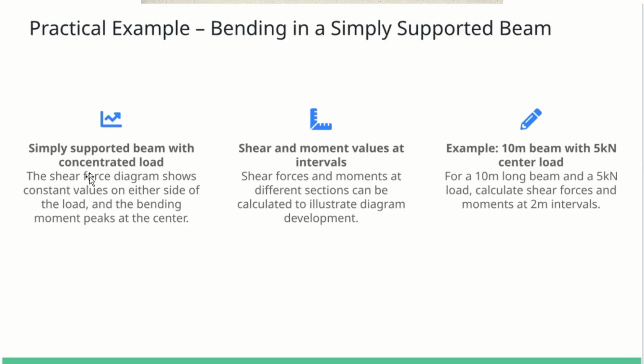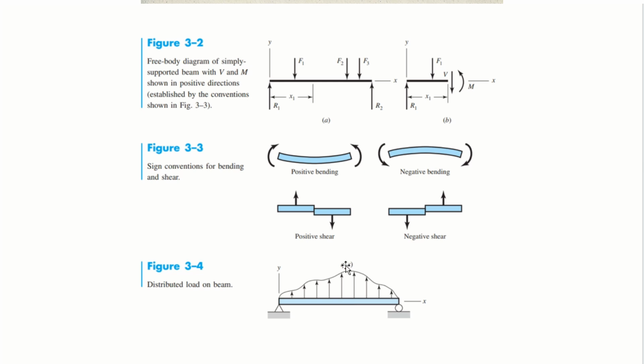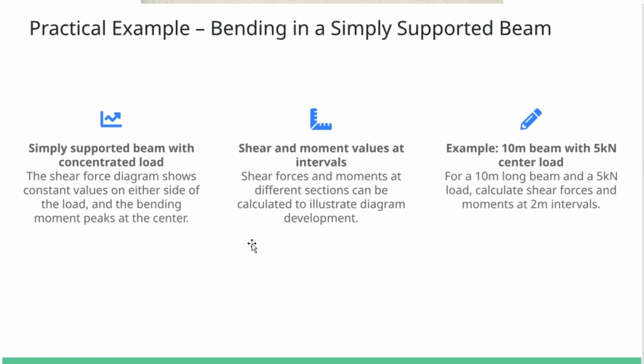And then a practical example, bending in a simply supported beam. A simply supported beam with a concentrated load. The shear force diagram shows constant values on either side of the load, and the bending moment peaks at the center. This is the picture that I'm going to talk about. The moment is maximum at the center, where the force is applied.